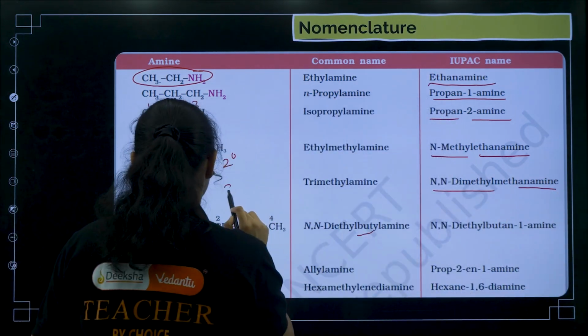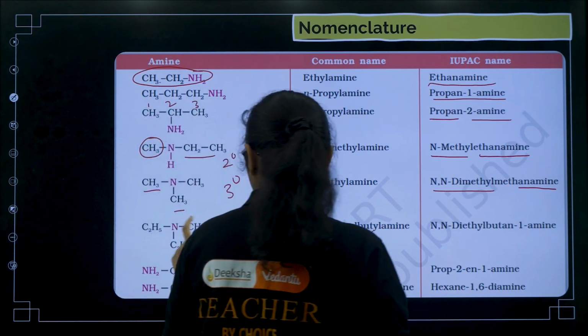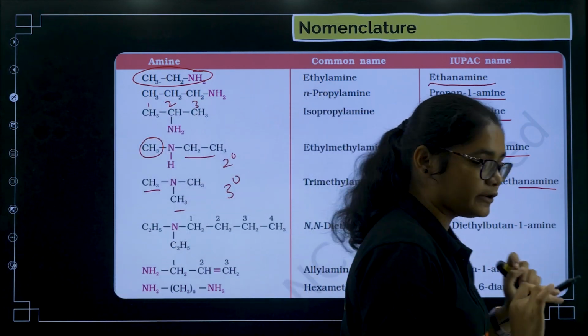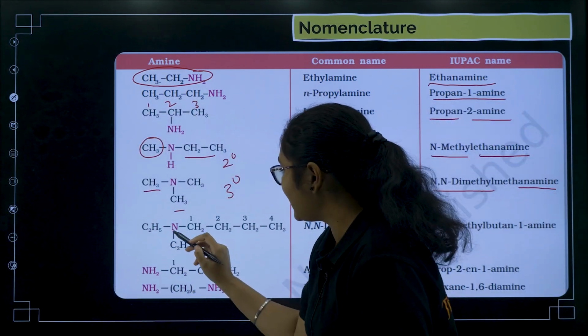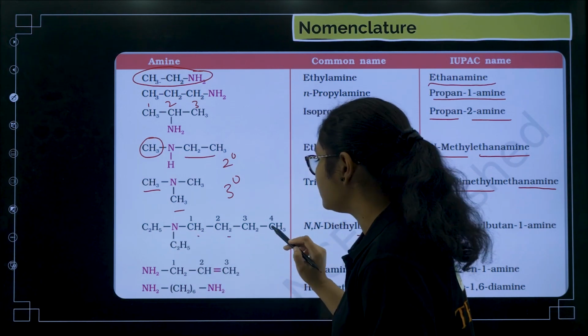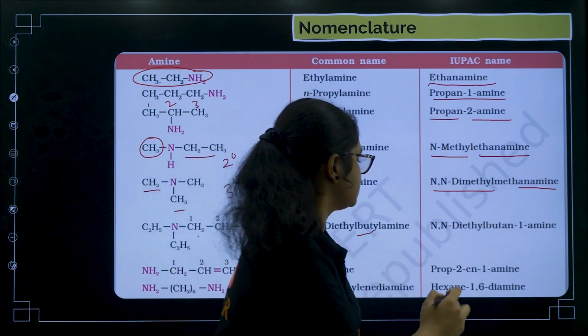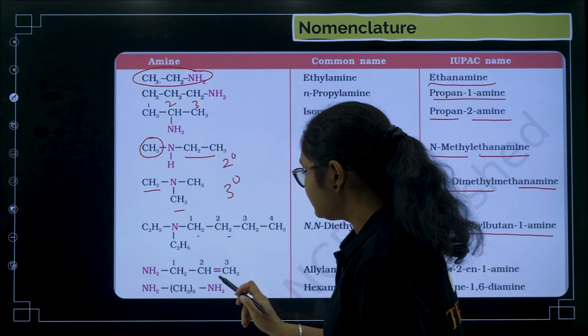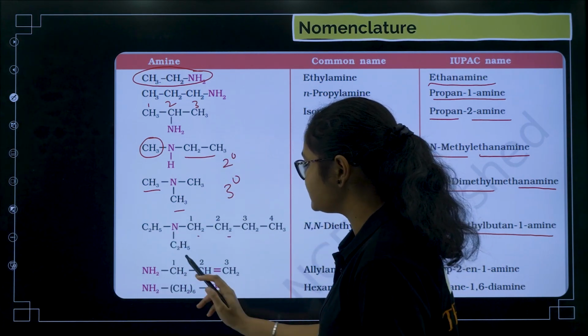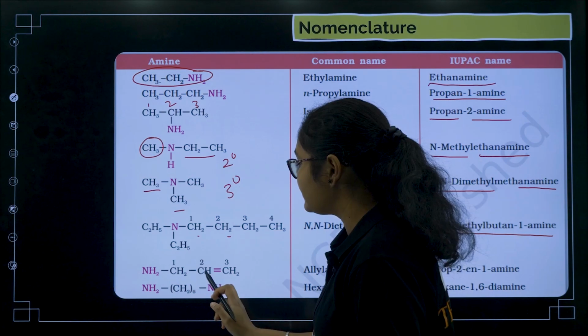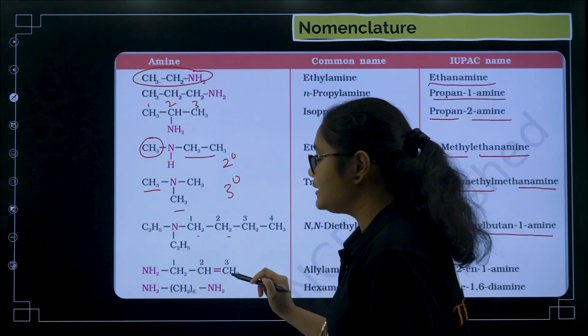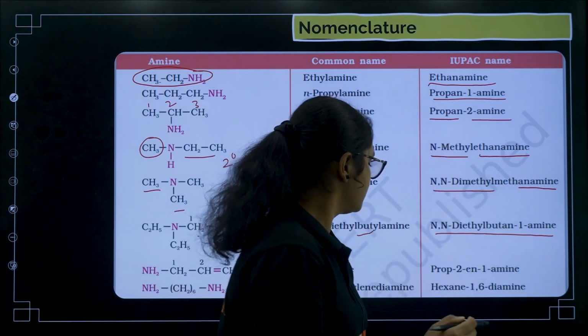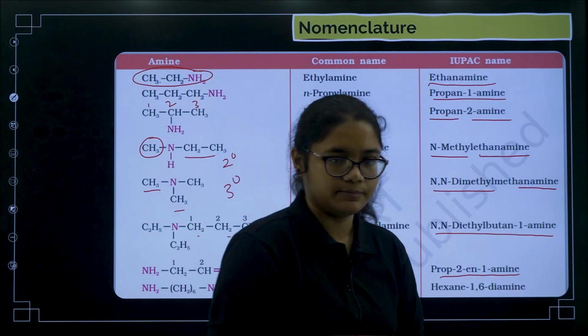Now here if I want to see, this is also tertiary, right? 2 ethyl groups are there. So what I can do, N,N-diethyl, 1, 2, 3, 4, butanamine. That is N,N-diethyl butanamine. Next, if you see here, an alkene group is present, 1, 2, 3, right? So we can write it as prop-2-en-1-amine.